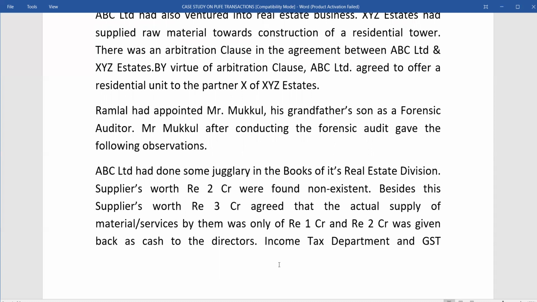No sir, it comes under related party. Grandfather का son कौन होगा? Grandfather का son नाती होगा sir. नहीं, 524A में देखिए एक बार. 524. Let us see 524A.